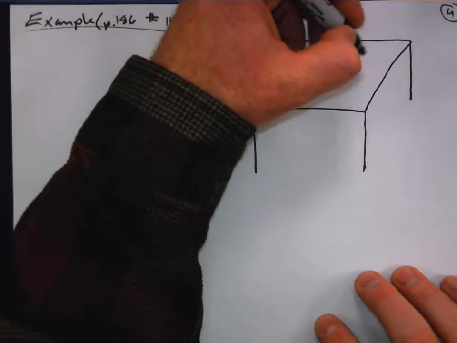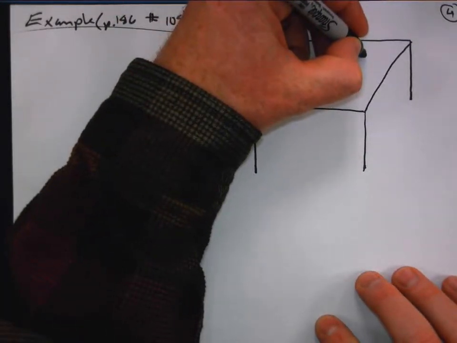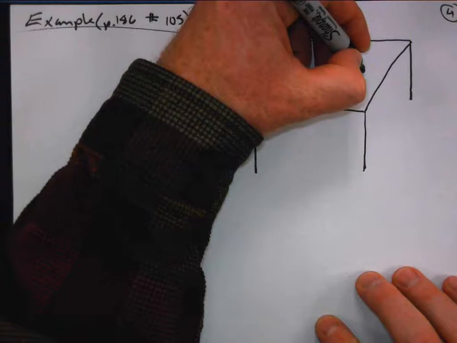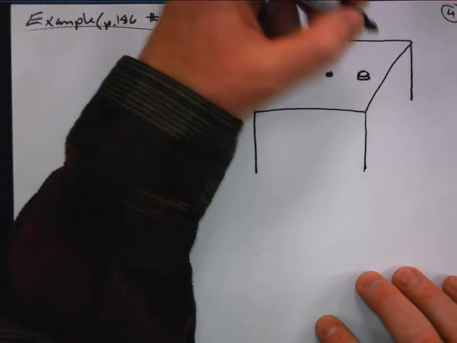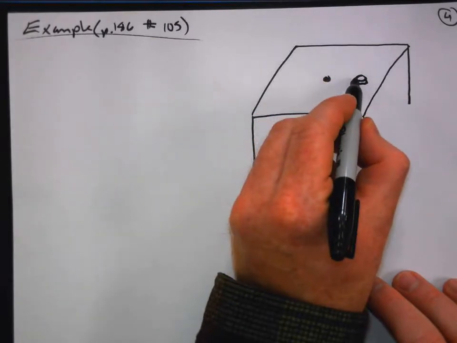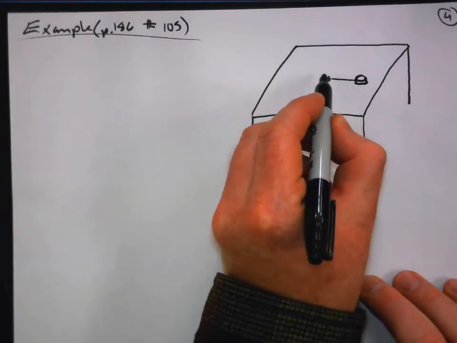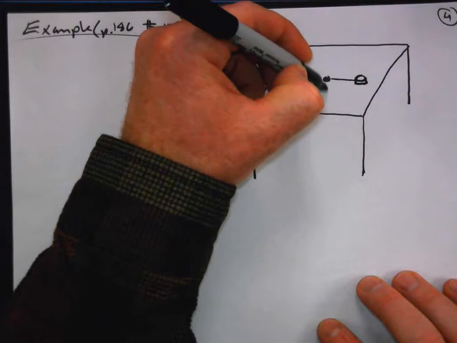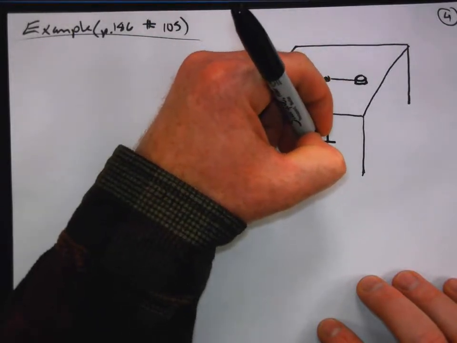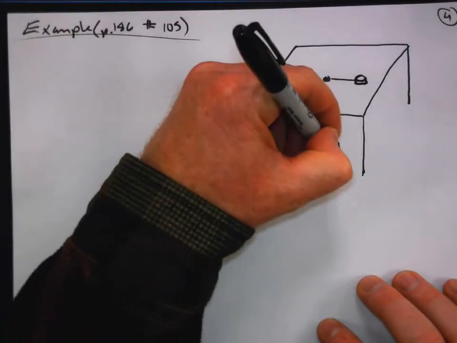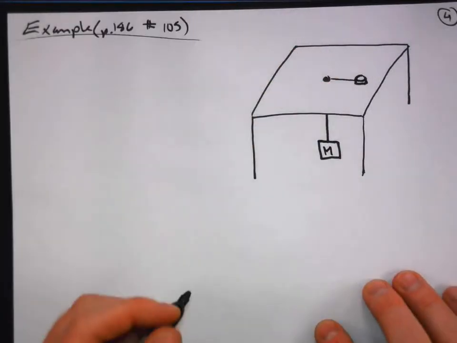Now, on the table is a disc-shaped object, maybe like a hockey puck, right? And the hockey puck has a string tied around it, and the string goes to this hole and passes down through the hole and down below. And then to the string is attached a mass, capital M for that mass.